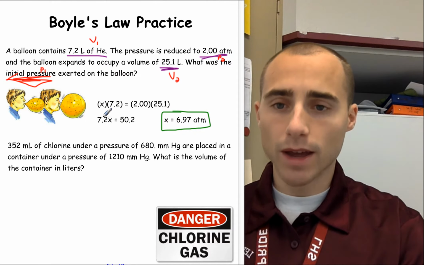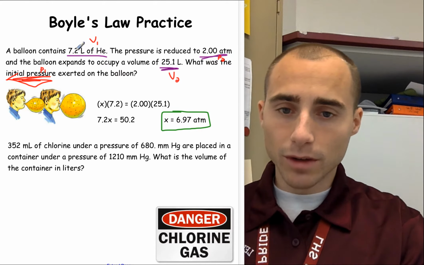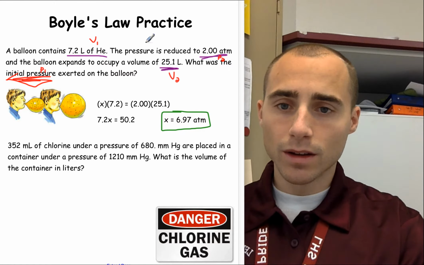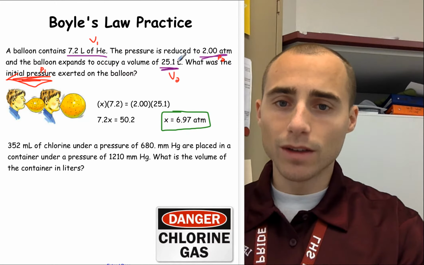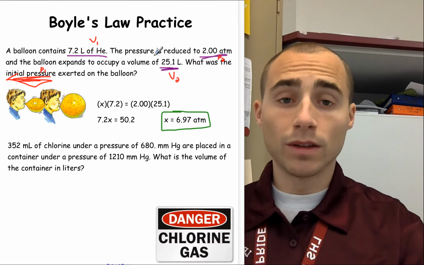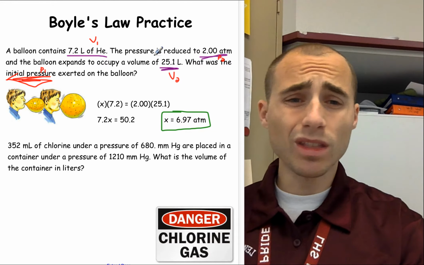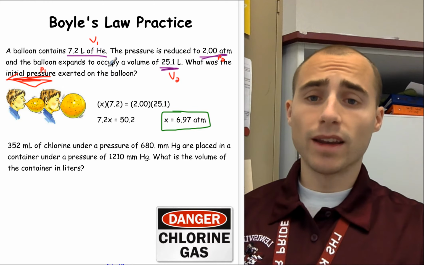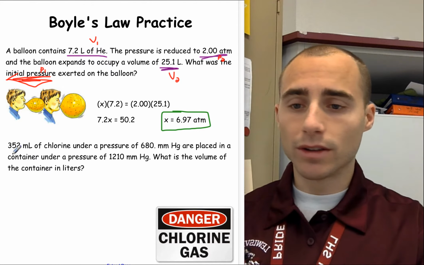And let's check to see if we're right. The balloon was 7.2 liters and the pressure was 6.97. When the pressure decreased, the volume increased. So that goes with our same trend of one increasing as the other decreases.